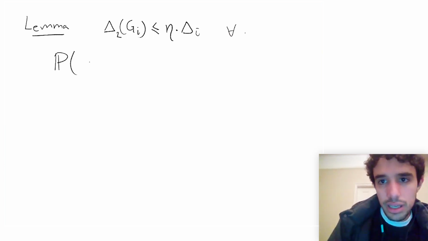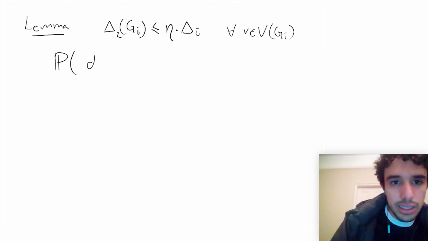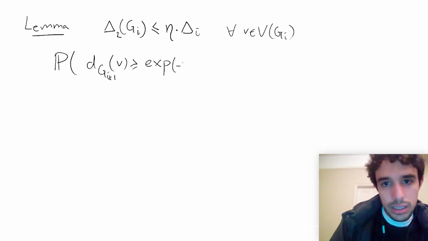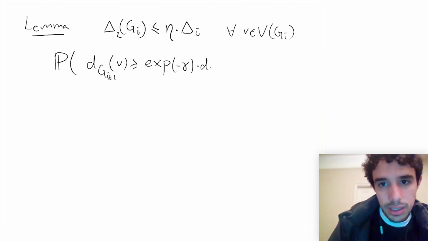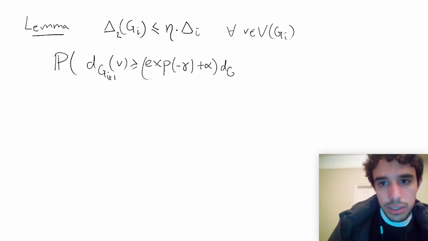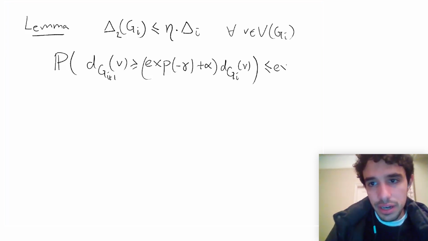So for every v in your graph, the probability that its degree in G_{i+1} is going to be bigger than exponential of minus gamma times its degree in G_i, plus some alpha times its degree in G_i, is going to be fairly small. It's going to be like some exponential of minus alpha squared over gamma eta.